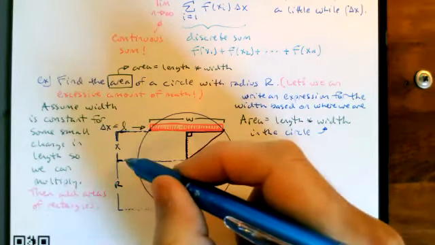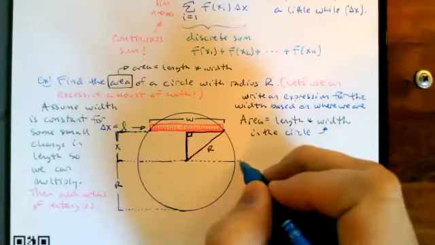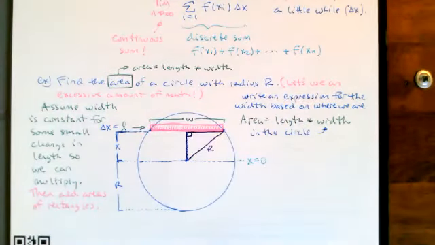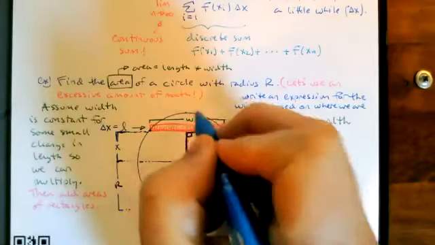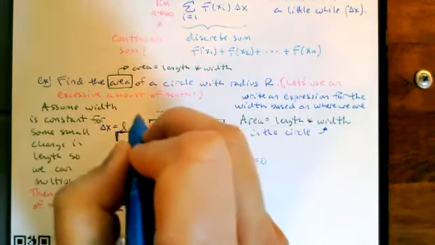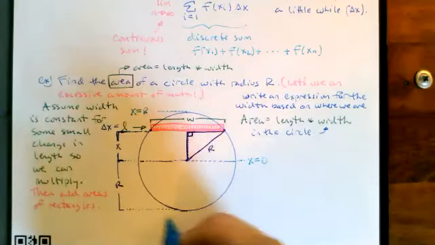Once we define the x, that tells us where 0 is going to be. So 0 is here at the center of the circle. That's part of our roadmap. Because a horizontal strip that goes through the center of the circle will be 0 units away from the center of the circle. So that tells us the value of x at the top of the circle and the value of x at the bottom of the circle.